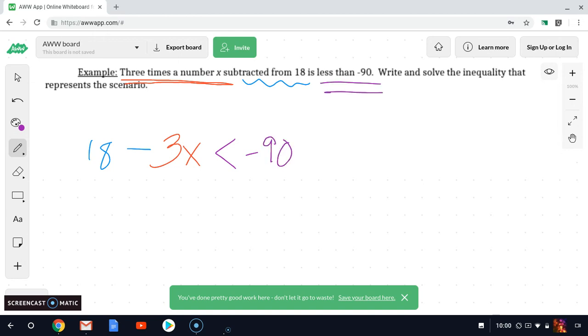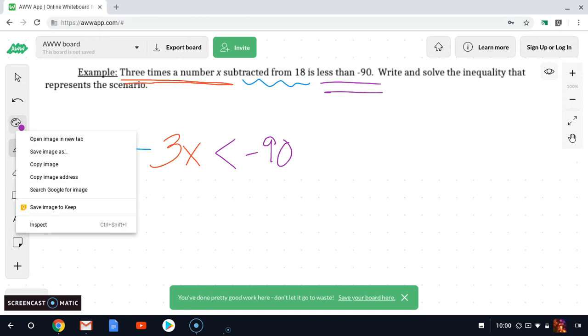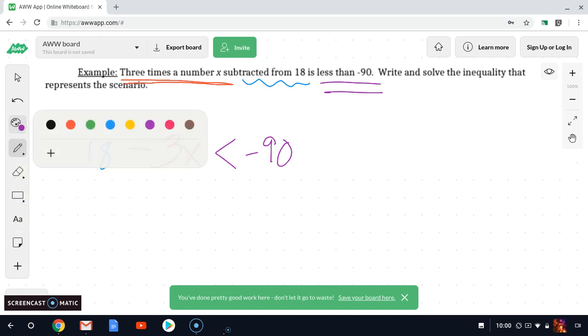All right, so this is the inequality. Because the 3 times the number x is being subtracted from 18, the 18 needs to come out in front. So 18 minus 3x is less than negative 90. Now we can solve this scenario. We want to move everything away from our variable, so we're going to subtract 18 from both sides.